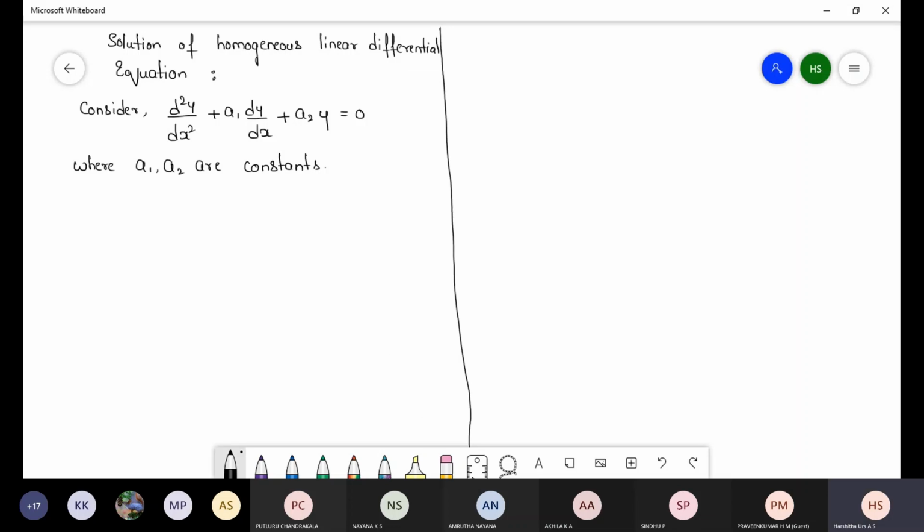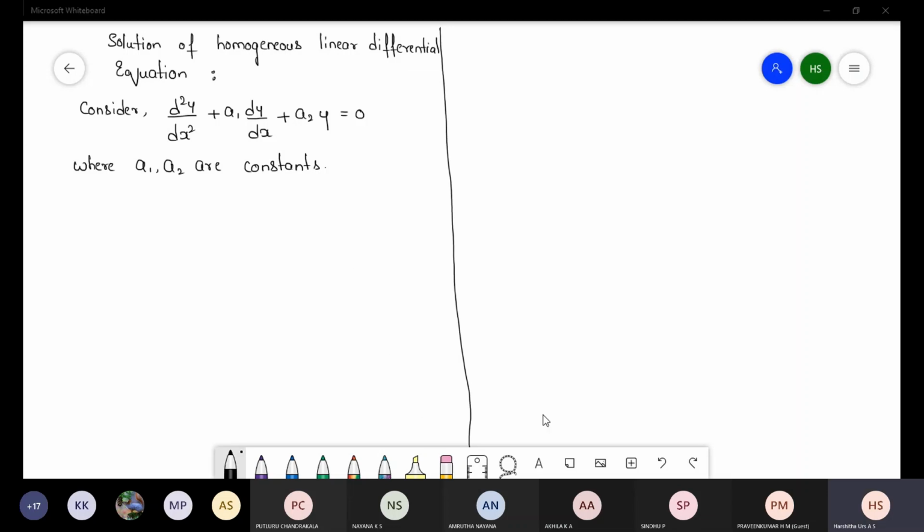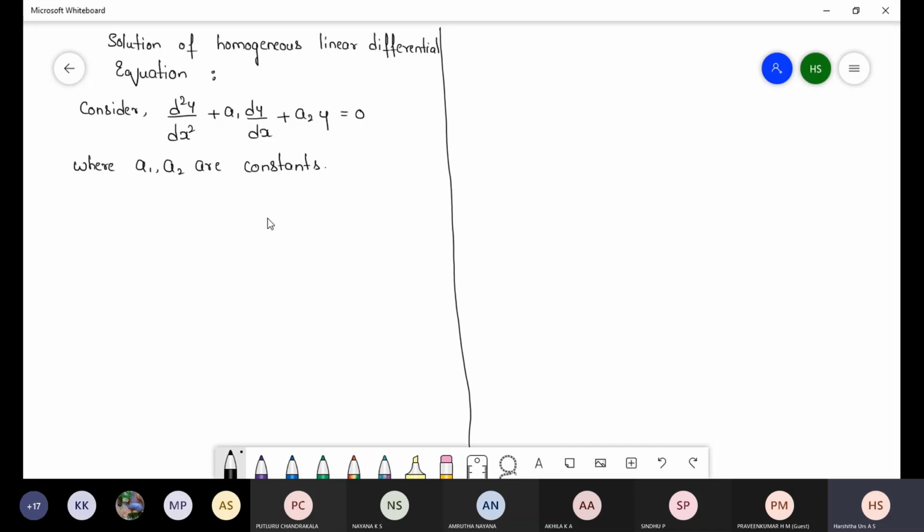In the next line we have to write it in the form of a differential operator. That means for d square by dx square we write capital D square, plus a1 into d by dx is D, plus a2, whole into y is equal to 0. That we can write as f of D y is equal to 0. Call this one equation 1 and this one equation 2.